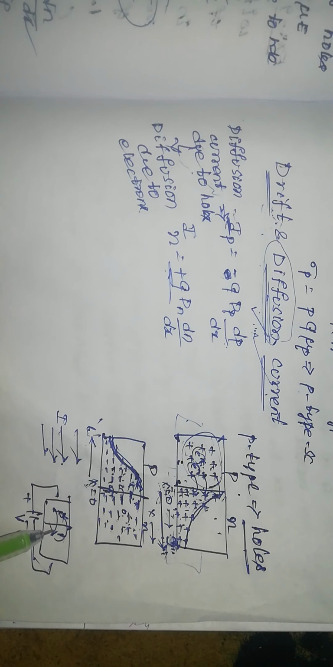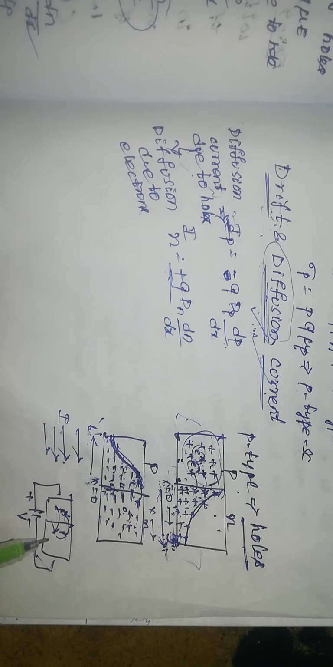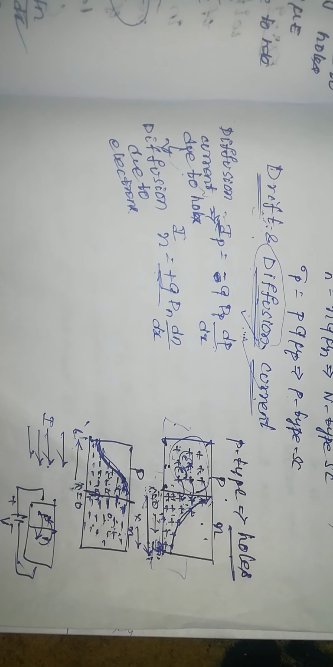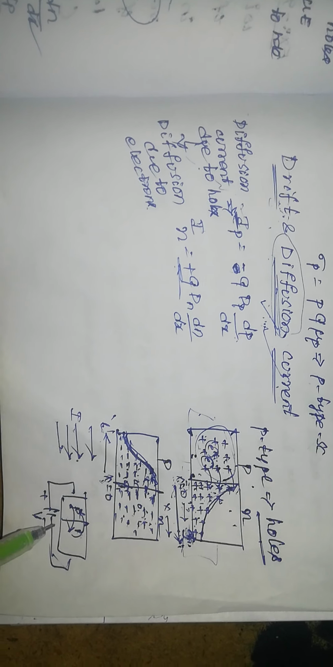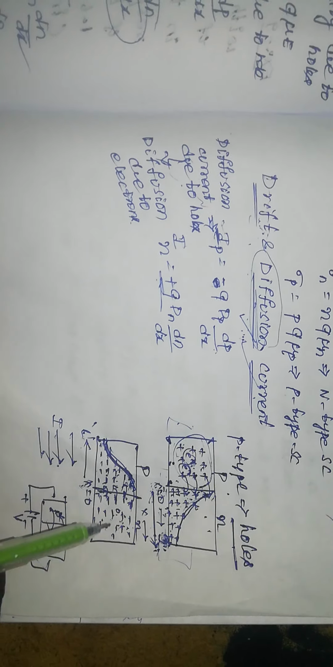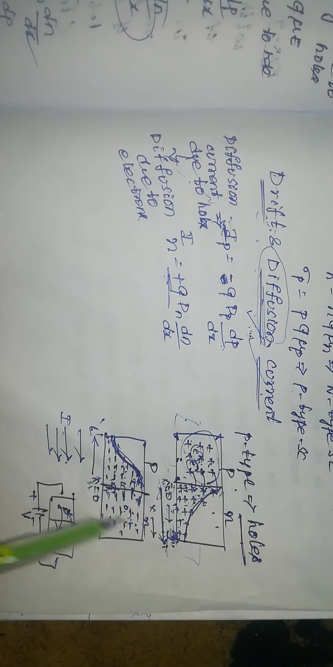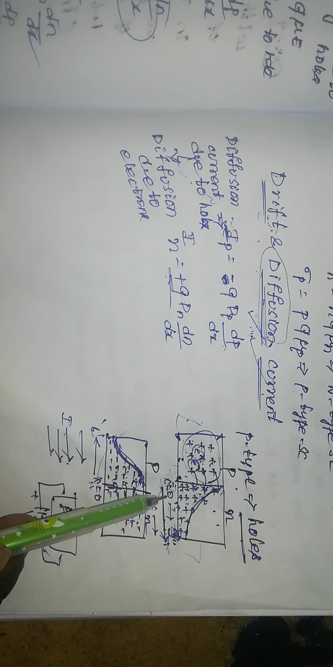So this movement will form the current. That current is called drift current. So the drift current will occur only when an electric field is applied to the PN diode or semiconductor. But the diffusion current occurs when there is no electric field applied, and this current occurs due to concentration gradient, but the drift current occurs due to applied electric field or potential.